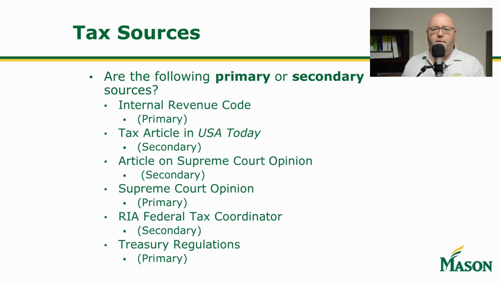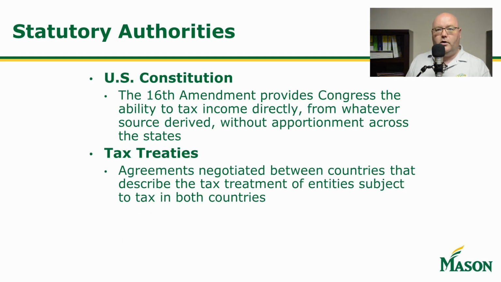Article on Supreme Court opinion, obviously, is a secondary source. Supreme Court opinion itself is primary, though. RIA Federal Tax Coordinator is a great resource that I use quite frequently in my own office. And then, of course, Treasury regulations are going to be a primary source.